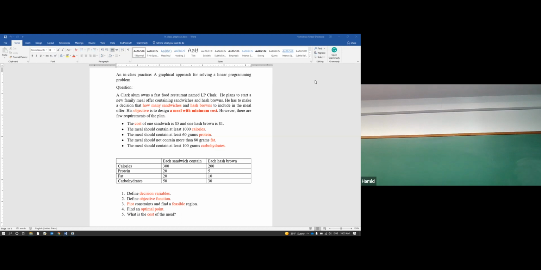And the last one, we should have at least 100 grams of carbs. And it doesn't make sense to have negative hash browns and sandwiches. So we already know H and S should be greater than or equal to zero. We don't have enough space, so we go to the other side.